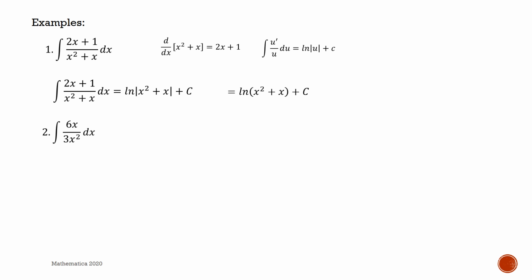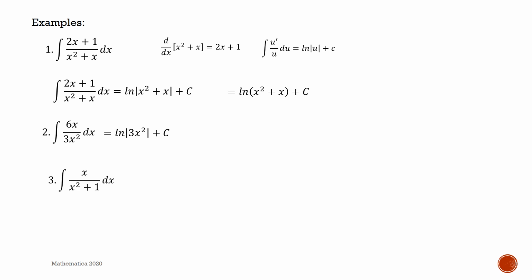The second example, we have 6x over 3x squared. Once again, it's a quotient. If I take the derivative of 3x squared, I end up with 6x. It fits the pattern, so simply the antiderivative is the ln of the absolute value of 3x squared plus my constant c.